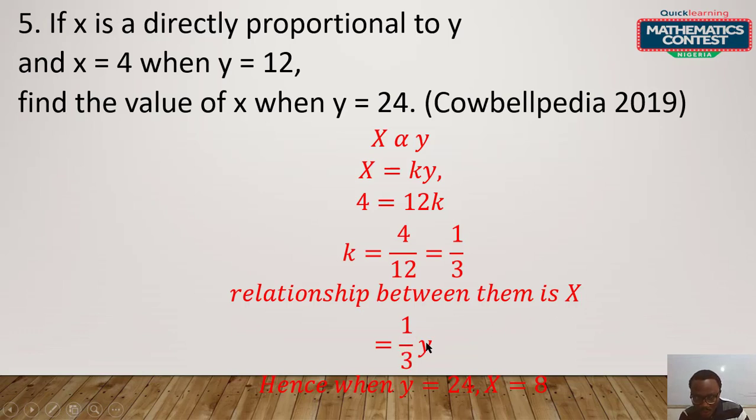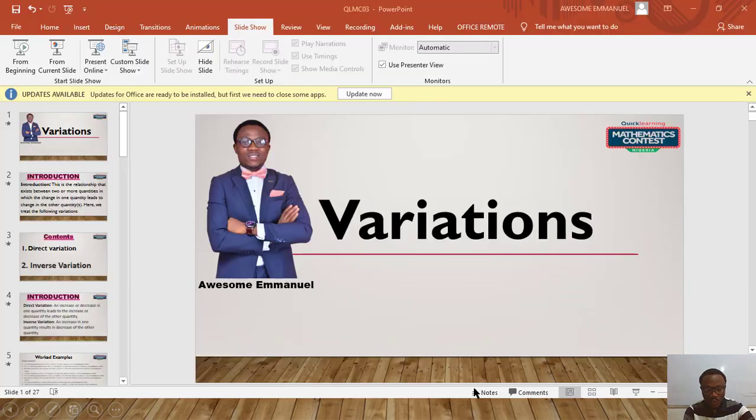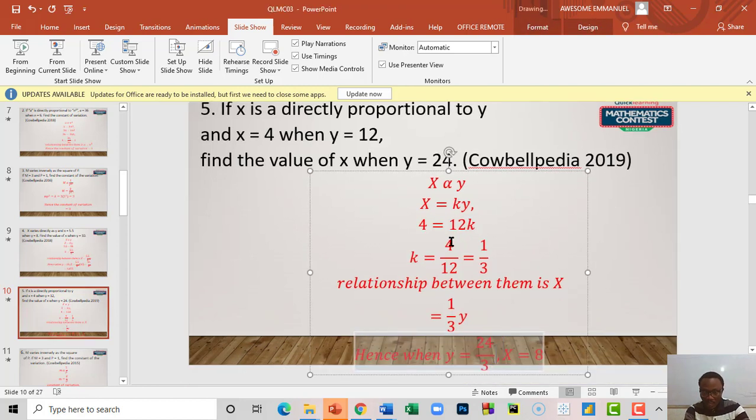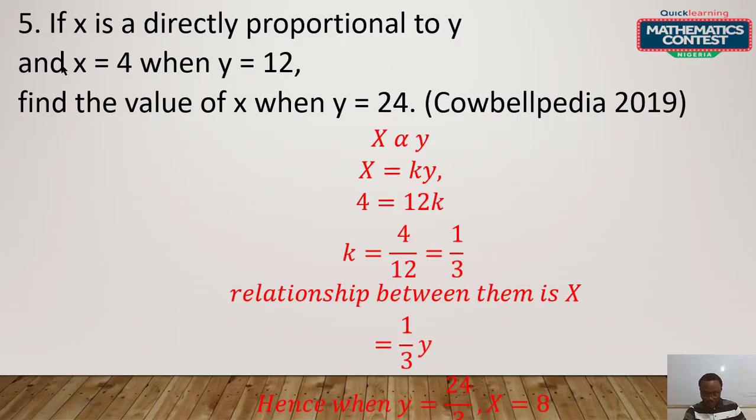Now the next question says we should find the value of x when y is 24. So to find the value of x, when y is 24, it will be 1 over 3 times 24, and 1 over 3 times 24 will give us 8. Sorry, I didn't put the over 3 here. So 1 over 3 times 24 will give us 8. So that is just how to solve that problem. Now that is for question number 5.